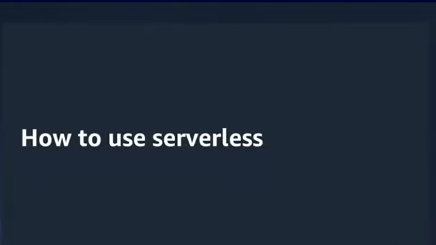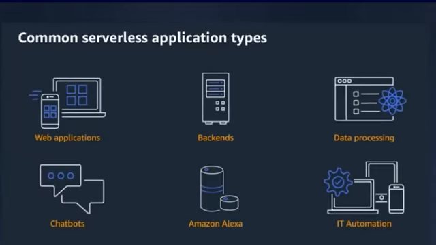So now we know what serverless is and we know where Lambda fits in, but how do we know how to use these tools and what are the best practices? Some of the most common serverless application types we see are web applications. And these are things like static sites, complex web apps, single page applications. We also see serverless backends. We see serverless data processing and analysis. We see serverless chatbots. We see serverless applications using Amazon Alexa for voice-powered apps. And then we also see IT automation, so things like policy engines, extending cloud services, things like that.